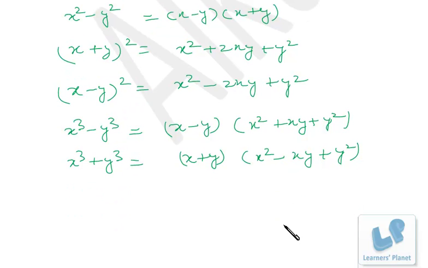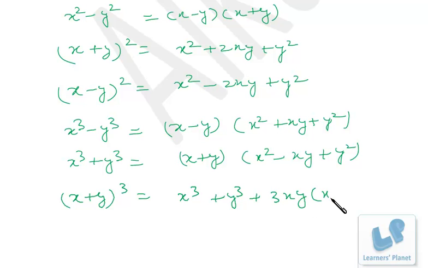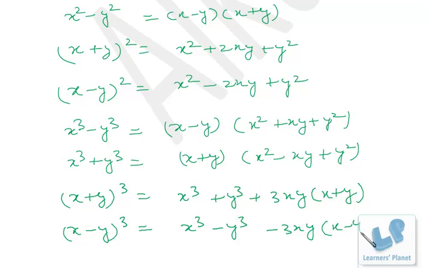Then we have x plus y whole cube. That is x cube plus y cube plus 3xy into x plus y, right? And then x minus y whole cube is x cube minus y cube minus 3xy into x minus y, right? See the difference? When it is plus, everywhere it is plus. When it is minus, we have minus everywhere, right? So x cube minus y cube minus 3xy into x minus y.